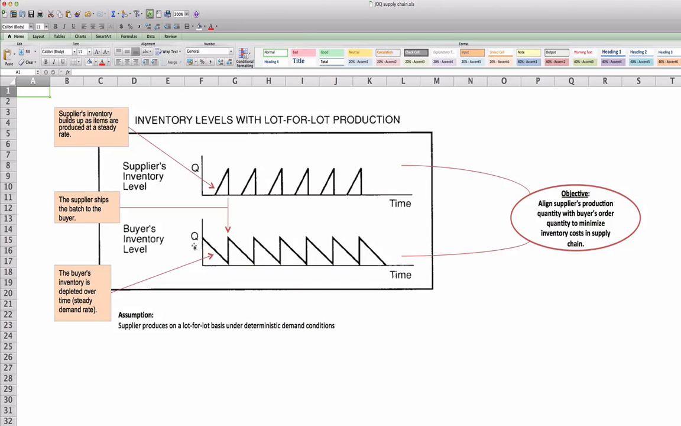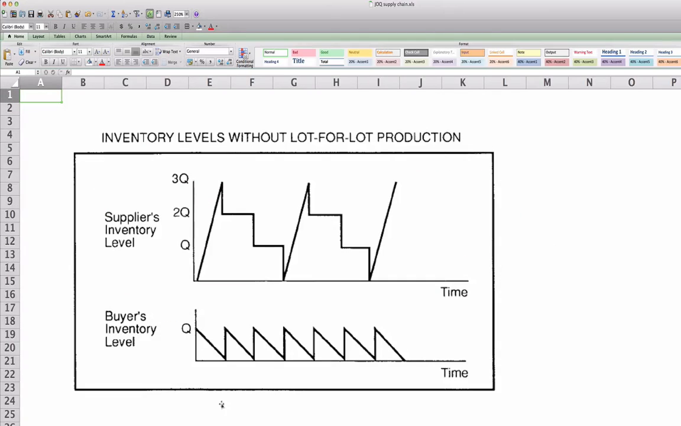Think about it. Assume that a supplier has a production quantity of 1,000 units. So that means that the supplier produces 1,000 units at once. But now, if as a buyer you only order 100 units at a time, the supplier will be left with extra inventory. The question is, is this optimal for the supply chain? This is what we want to discuss in this video.